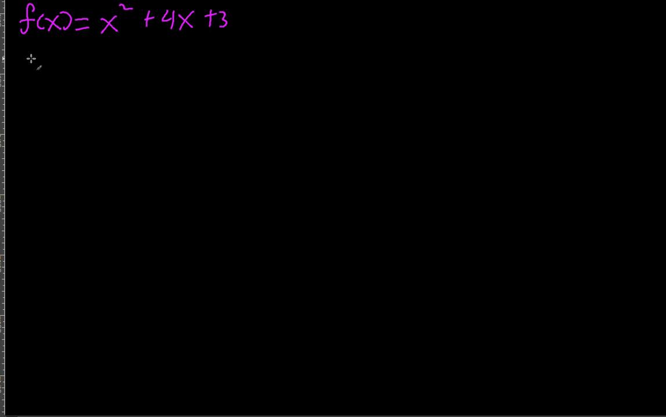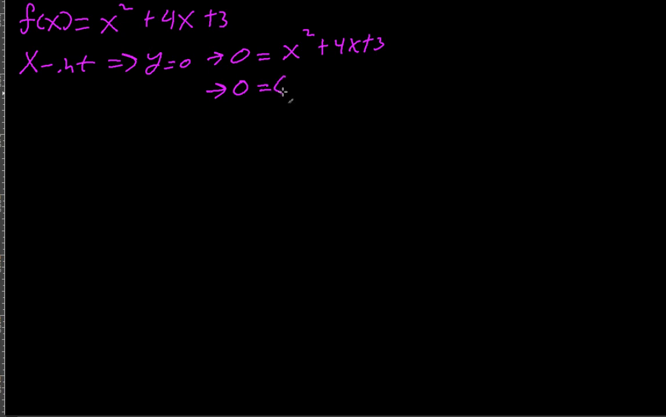So first, let's look for the x-intercepts. Now the x-intercept implies that y equals 0. So if y equals 0, then we have x squared plus 4x plus 3 equals 0. And I can factor this for myself. This has a leading coefficient of 1, so I need to find the factors of 3 which add to 4. So I think (x plus 1)(x plus 3) would fit the bill. And this implies that x must equal negative 3 and negative 1. So these are the x-intercepts, right?